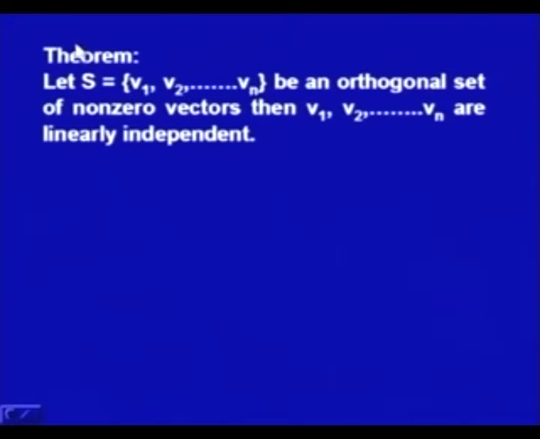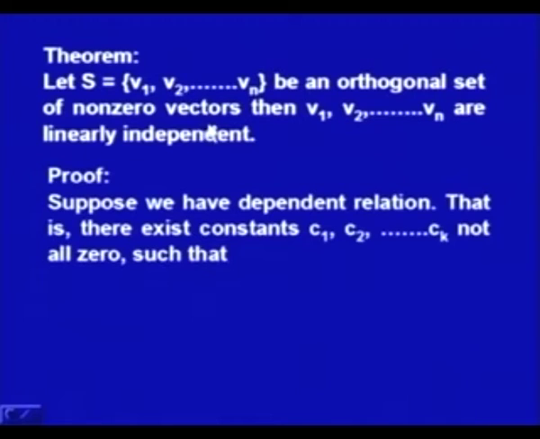Now, we have an interesting result. It states that if S consists of n vectors v 1, v 2, v n, and it is an orthogonal set of non-zero vectors, then v 1, v 2, v n are linearly independent. This is an important result, so let us see how we prove this. Suppose we have a dependent relationship between v 1, v 2, v n, that means they are not independent. Let us say they are dependent vectors.